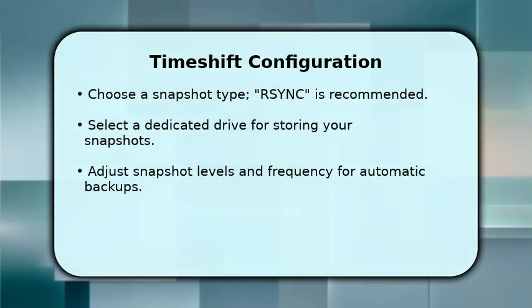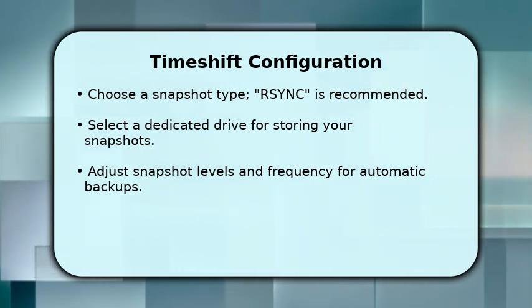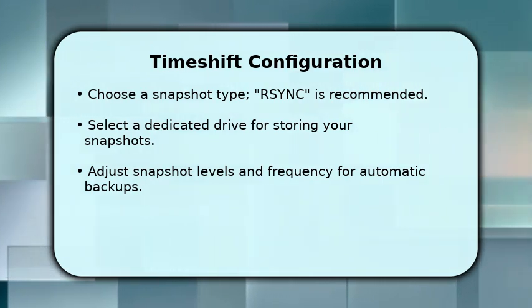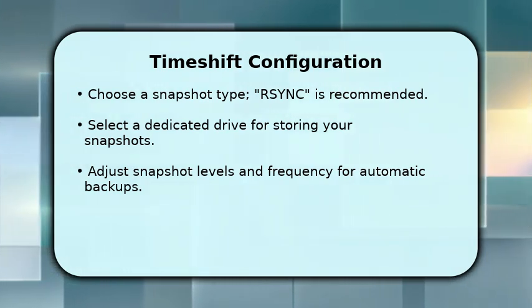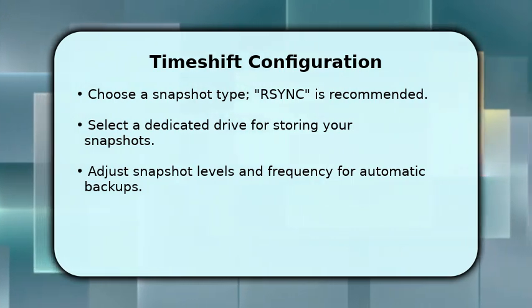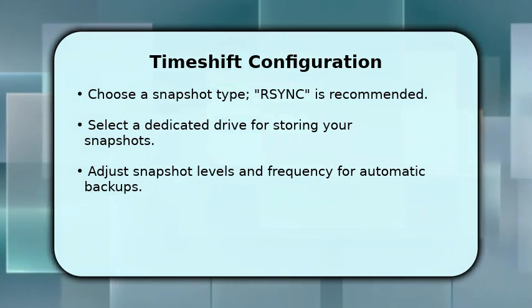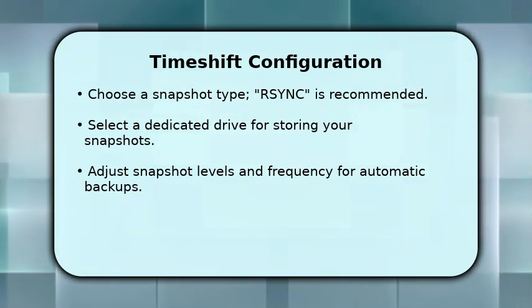After selecting your snapshot type and destination, navigate to the Settings tab. Here, you can adjust how many snapshots Timeshift keeps and how often it creates them. For example, you might keep 5 daily snapshots and 2 weekly ones. This balance helps save disk space while providing ample recovery points. Remember to save your changes before proceeding.